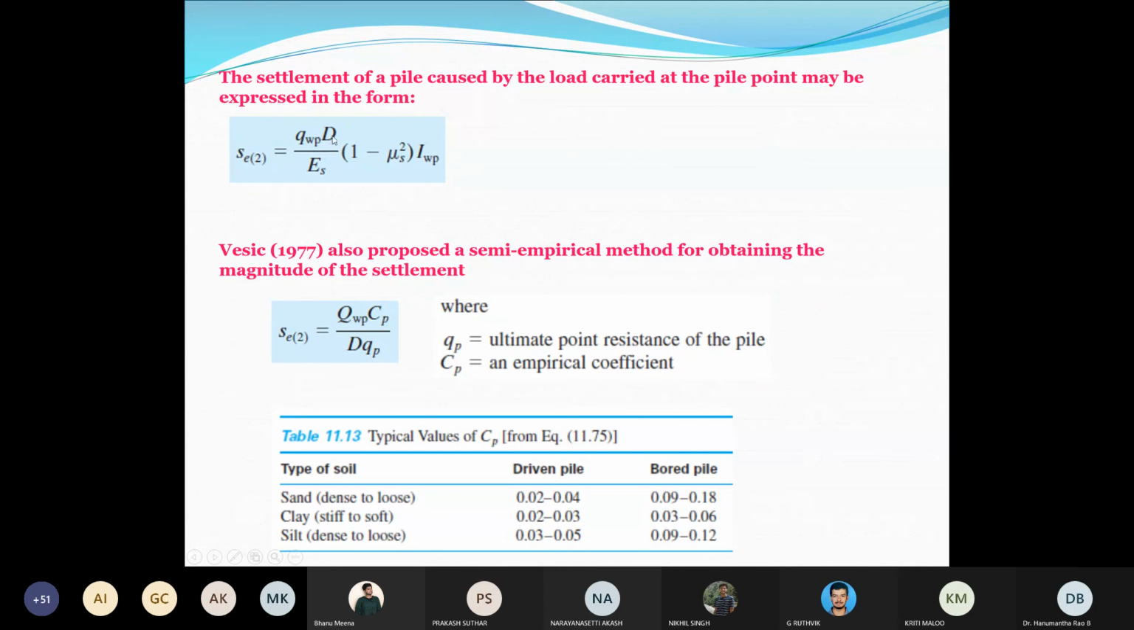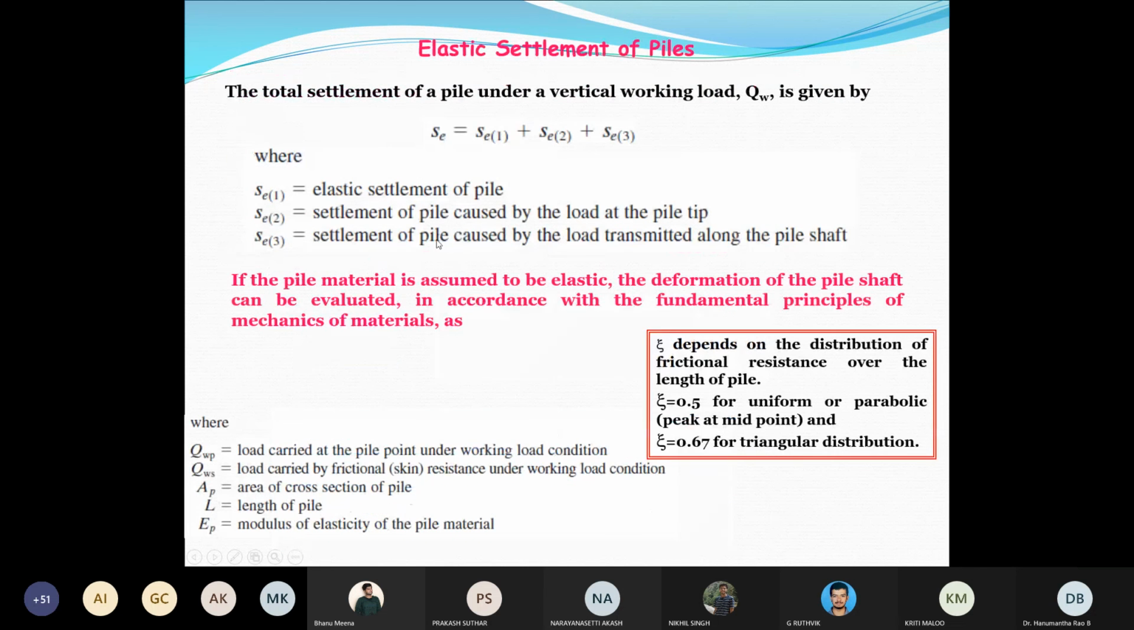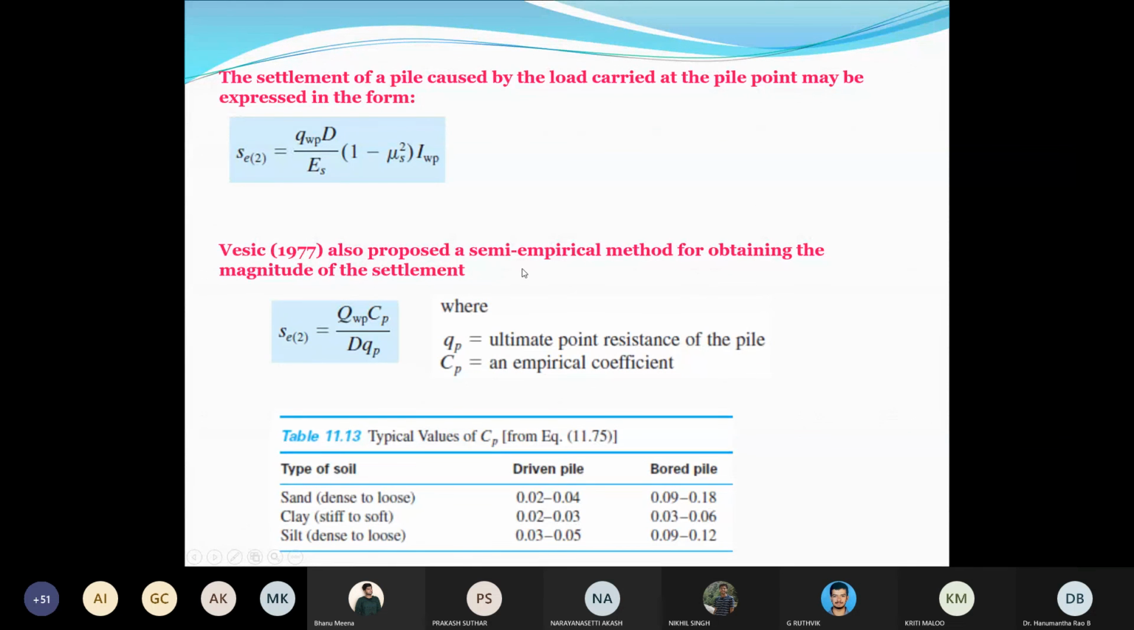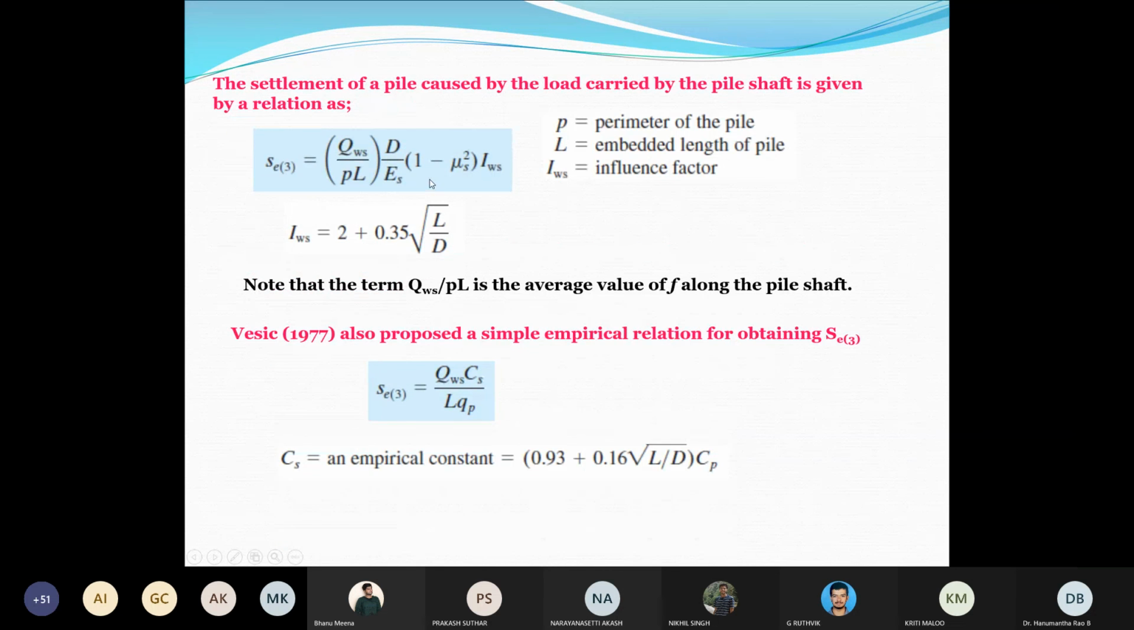SE2 is QWP into D by ES into 1 minus mu square by IW. This is nothing but a kind of strain influence factor method to calculate SE2, that is the settlement of the pile caused by the load at the pile tip. Alternatively, SE2 can be calculated by the cone penetration value, where CP is an empirical coefficient. Then SE3, that is the settlement of the pile caused by the load carried by the pile shaft, is also equal to load divided by the elastic modulus, the same equation.